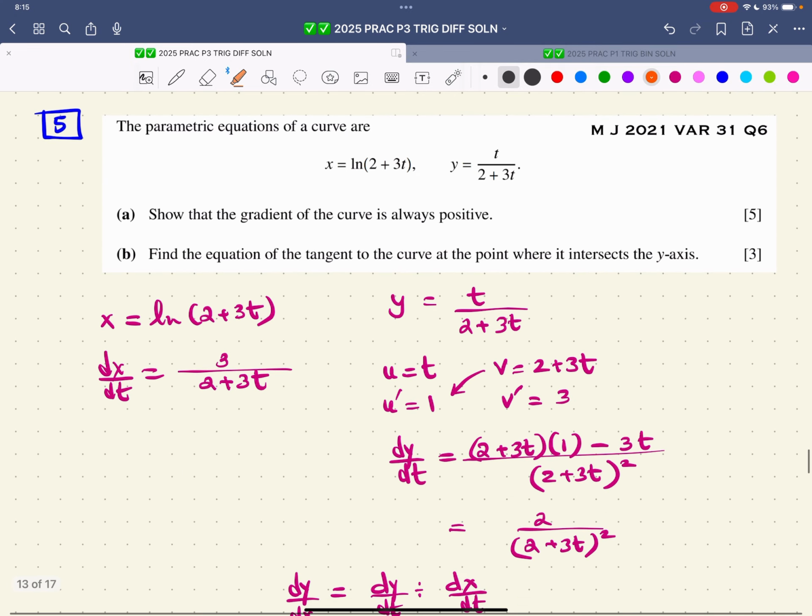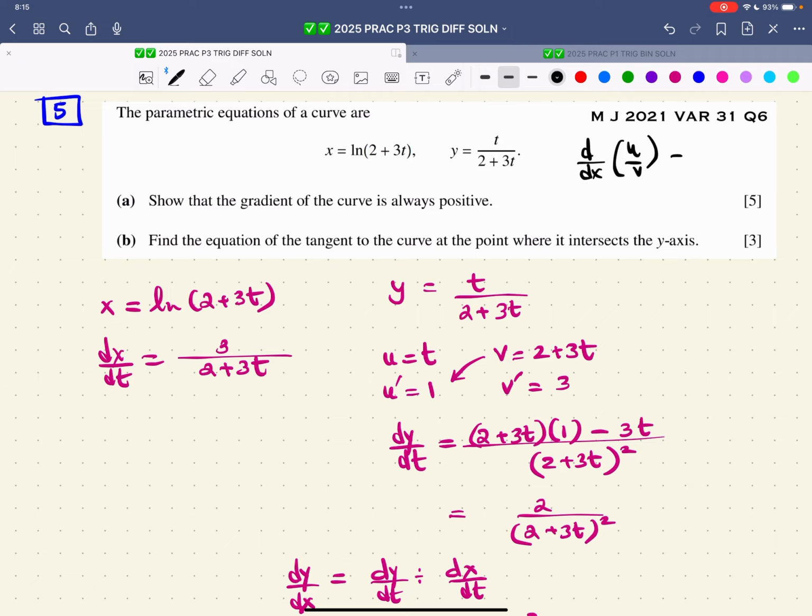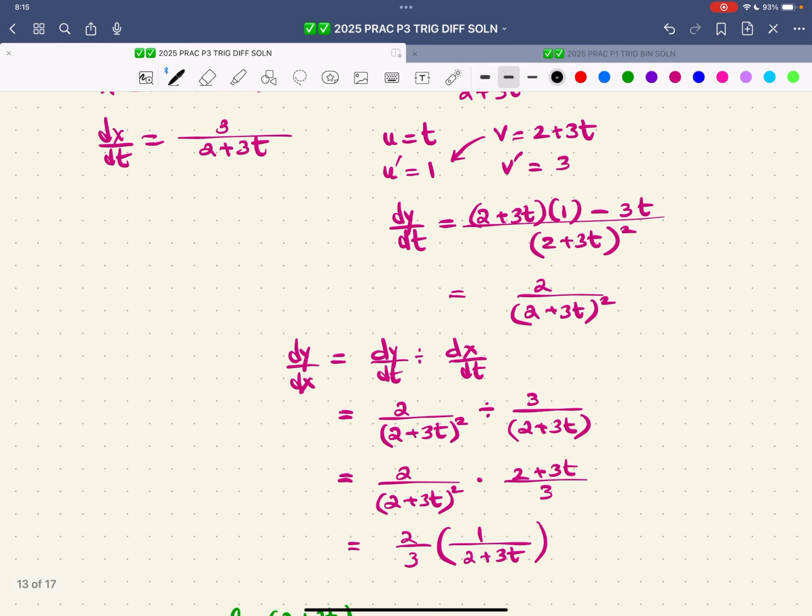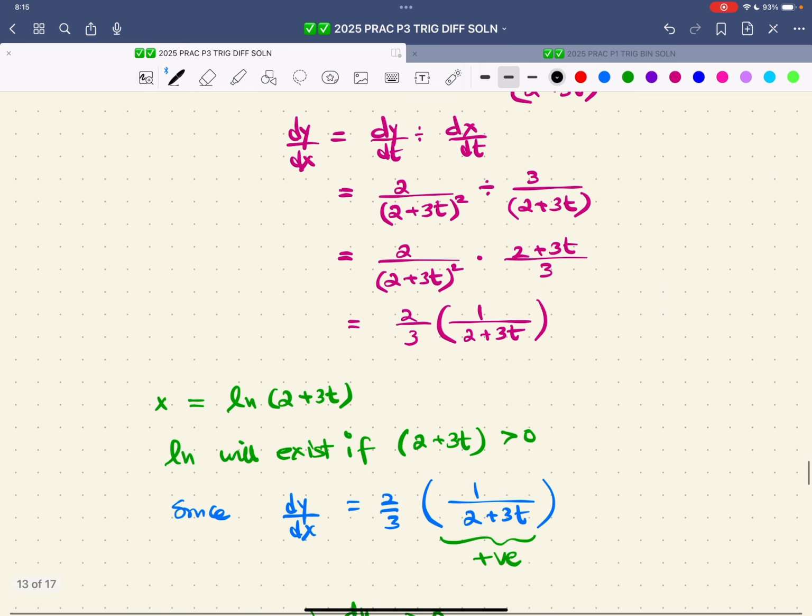Derivative of u over v, that is v u prime minus u v prime. No, I've written it the same thing. v u prime minus u v prime over v squared. So that is what's done over here. Simplify these things and then you are getting this. So be very, very careful with the division, multiplication, all these things.